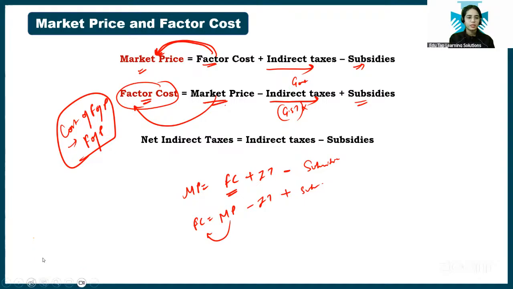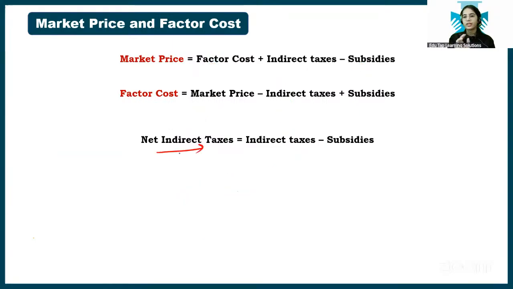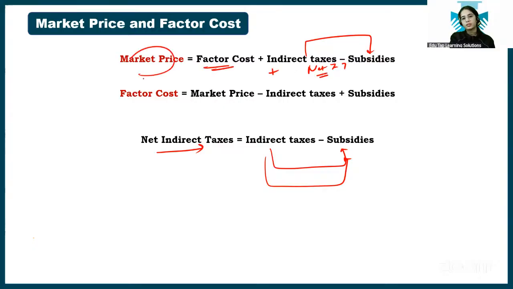Chalo. Nice. Now net indirect taxes: whenever you hear net indirect taxes, it means indirect taxes minus subsidies. So indirect taxes minus subsidies is your net indirect taxes. So we can write factor cost plus net indirect taxes to go to the market price. Okay, so this is the idea. Chalo, any confusion, anyone in this concept?